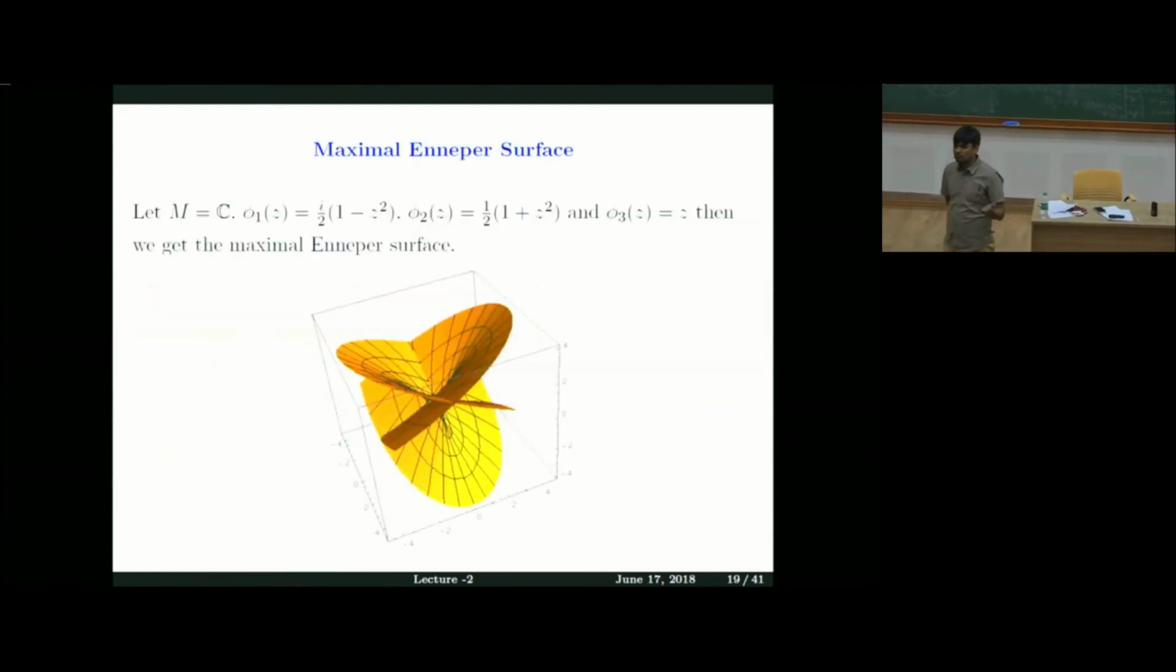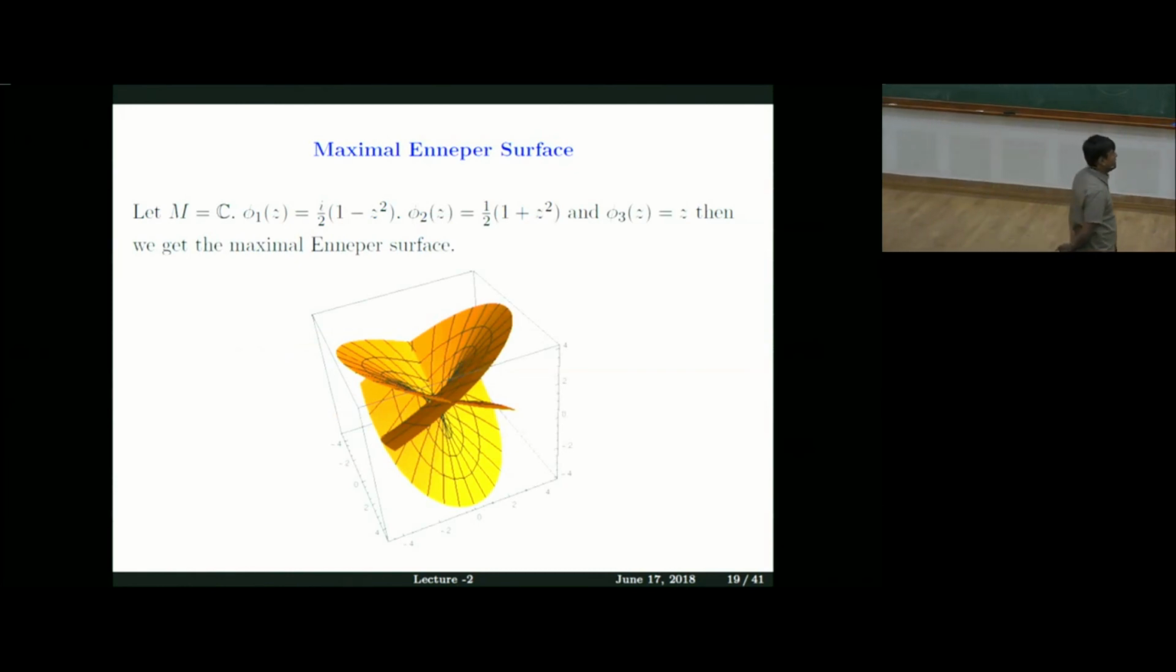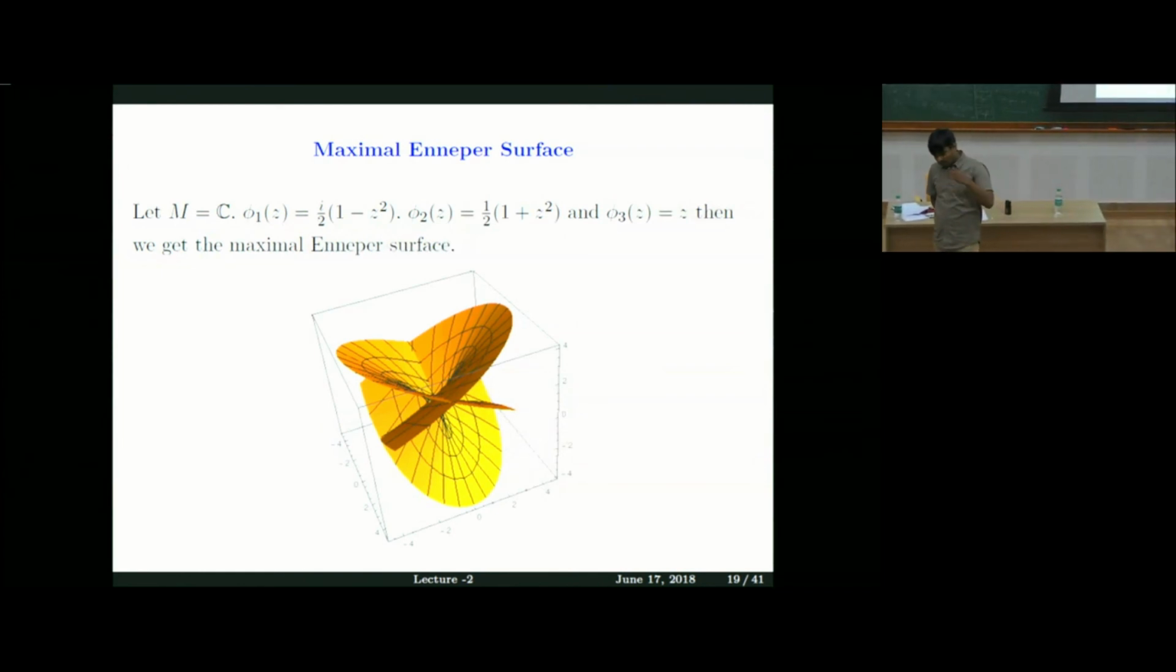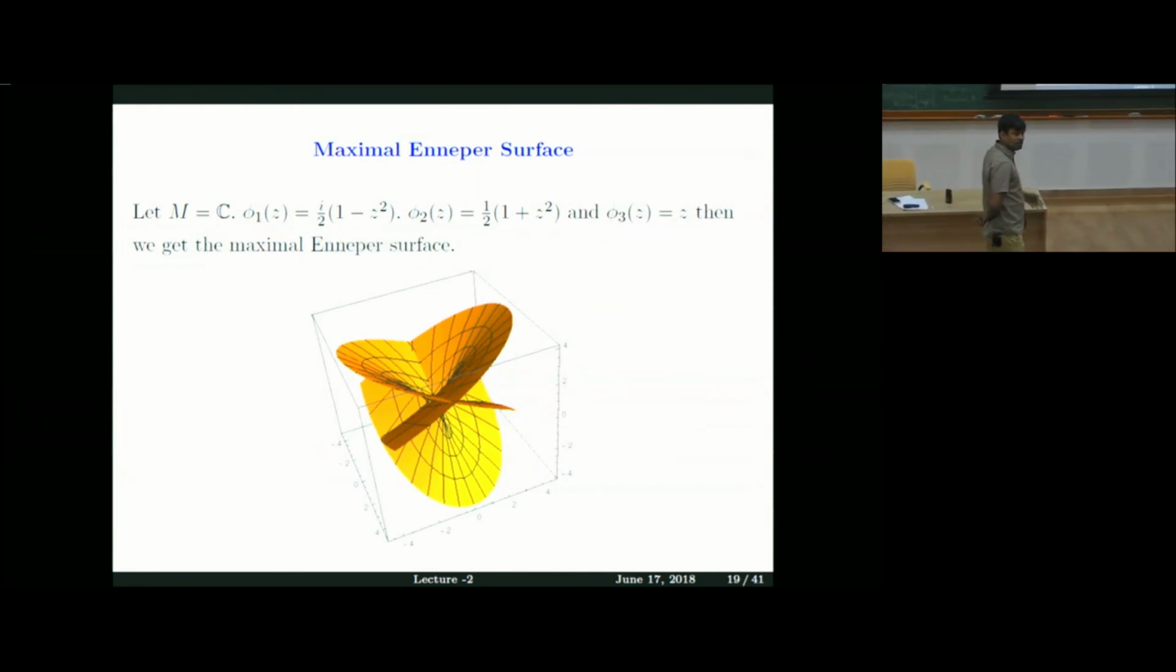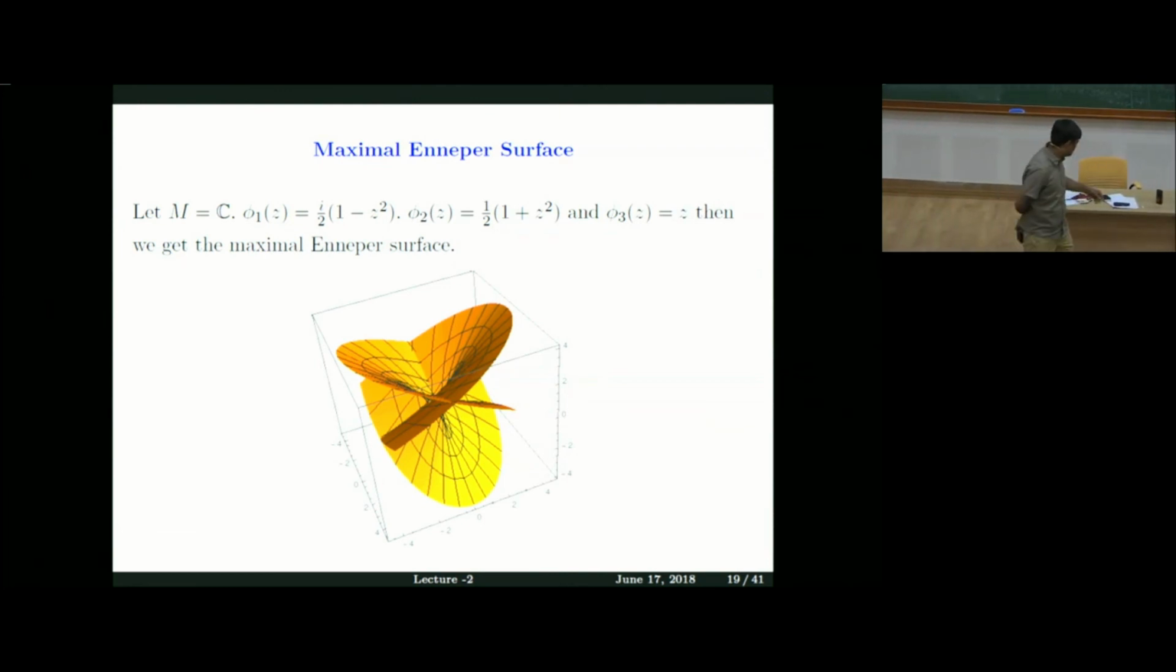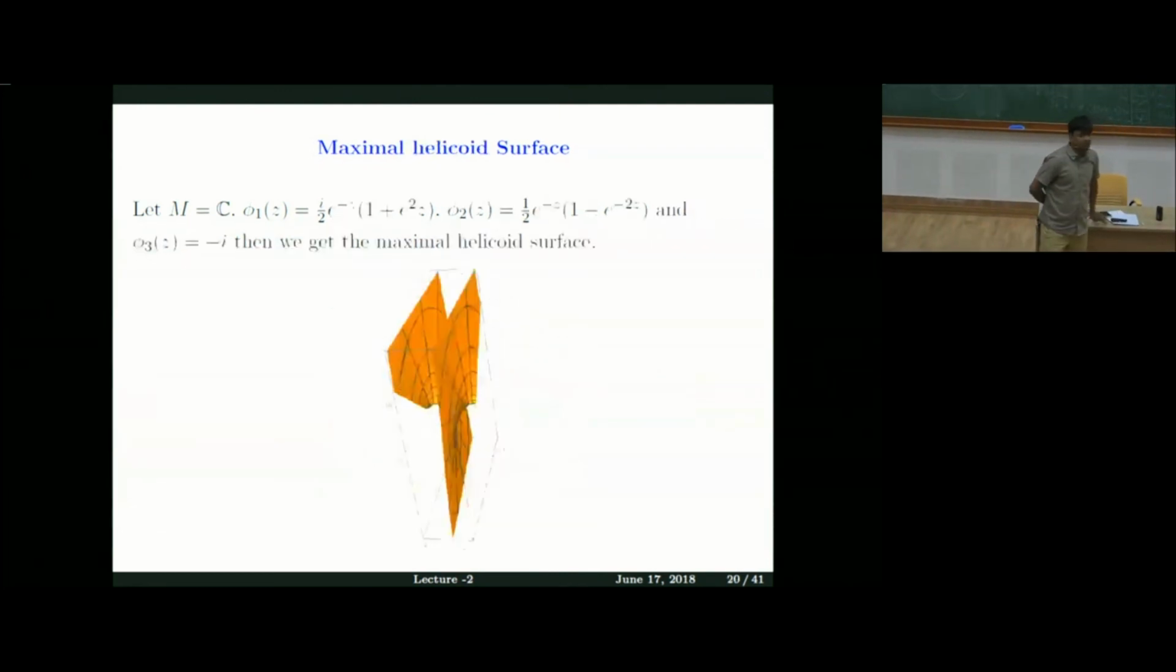Take random phi 1, phi 2, phi 3. M equal to C, phi 1 equal to this, phi 2 equal to this, phi 3 equal to z. Then calculate: phi 1 squared plus phi 2 squared minus phi 3 squared will be 0, and mod phi 1 squared plus mod phi 2 squared minus mod phi 3 squared will not be identically equal to 0. So this is a maximal immersion. Now you have a lot of examples with phi 1, phi 2, phi 3, such as the maximal helicoid.